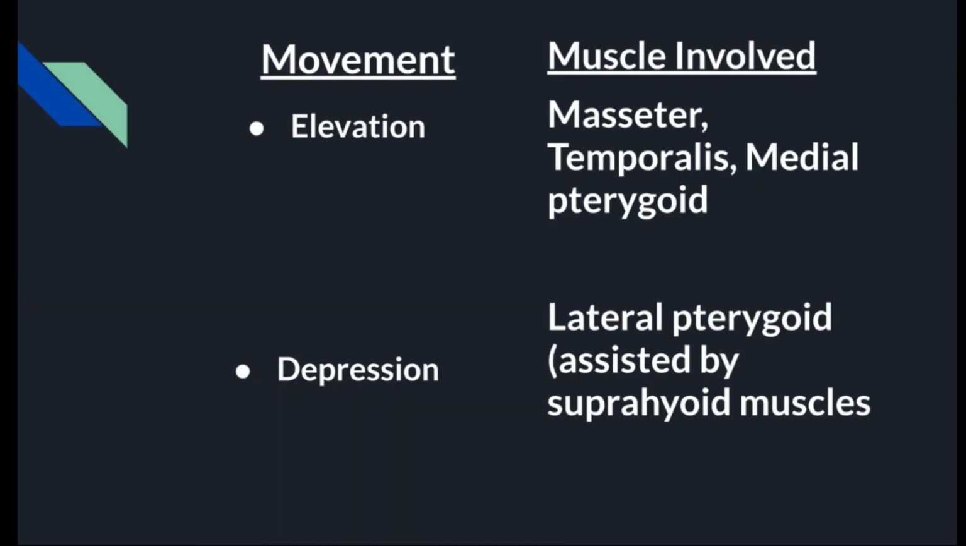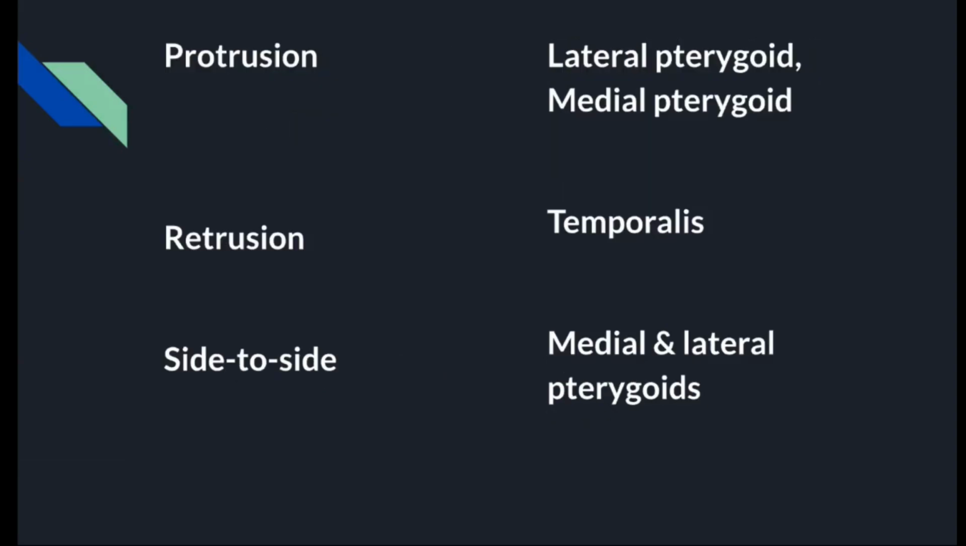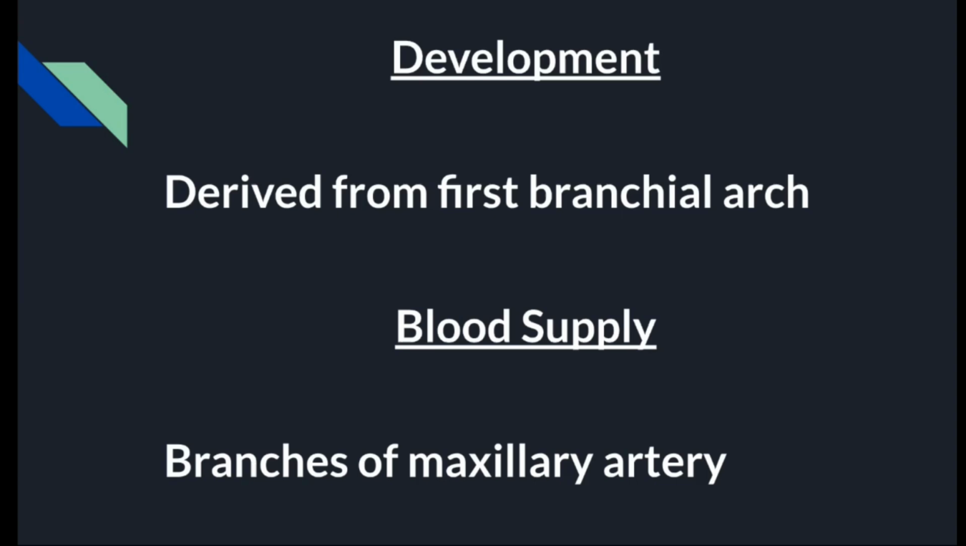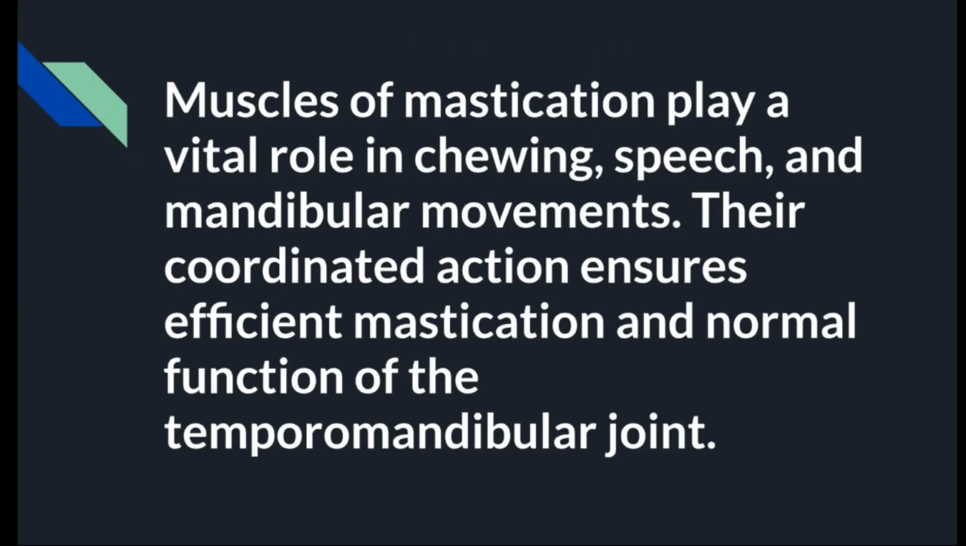Now the action of each muscle. For elevation: masseter, temporalis, and medial pterygoid. For depression: lateral pterygoid. For protrusion: lateral pterygoid and medial pterygoid. For retraction: temporalis. For side to side movement: medial and lateral pterygoid. Development, as I said, is from the first pharyngeal arch. Blood supply is from branches of the maxillary artery. In conclusion, these muscles are mainly for mastication, chewing, speech, and mandibular movement, which are their most important functions.